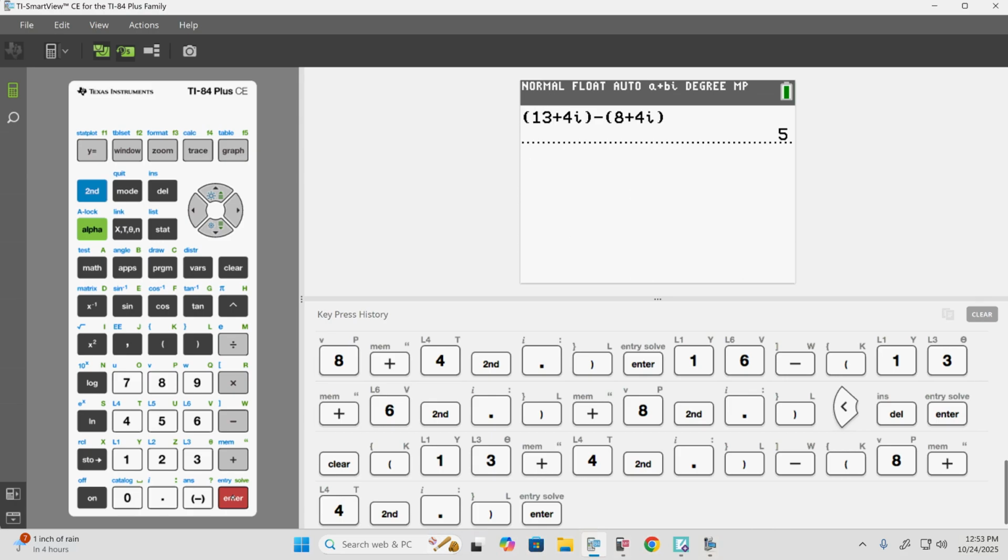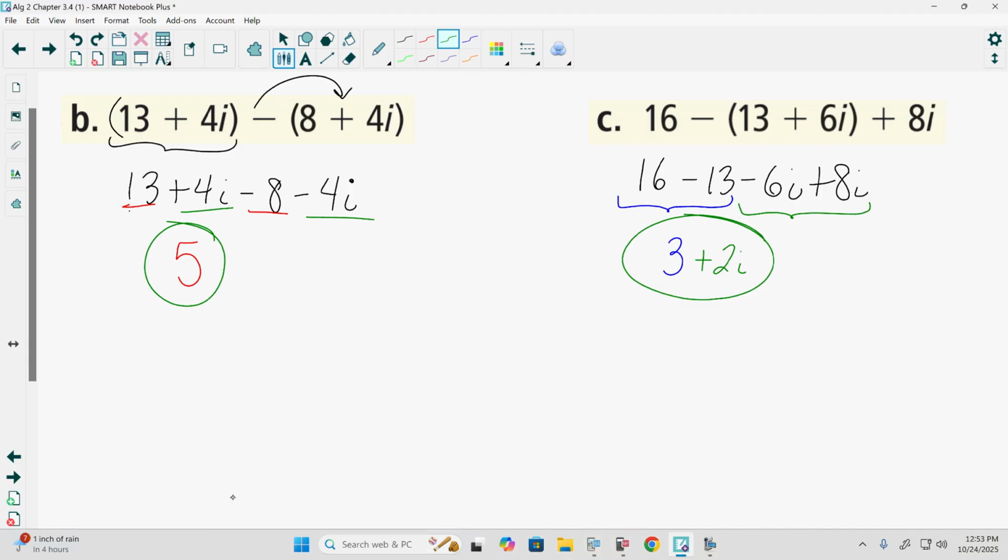The graphing calculator understands i is the square root of negative 1. It is a set value. It is a set term. It works with it. X, on the other hand, could be any number, so it doesn't do it. It has to have a value for it. Questions on these here?